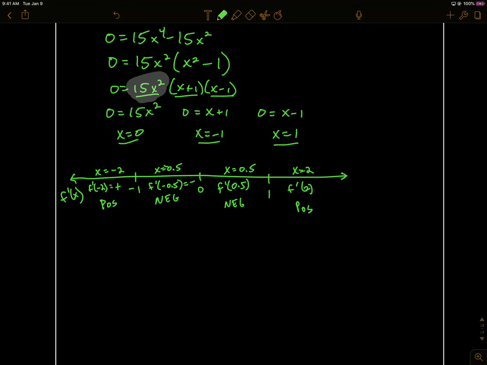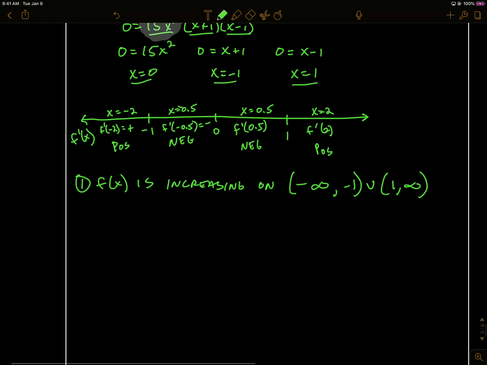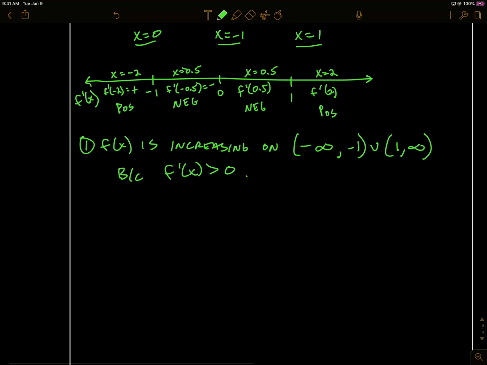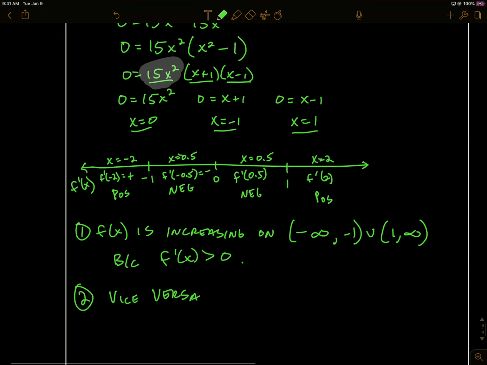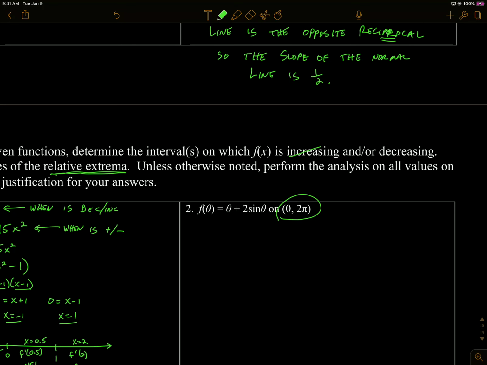And now, based on all the stuff we've known, we can make our statements about f of x. F of x is, I'll do the increasing first. Increasing on the intervals negative infinity to negative 1, union 1 to infinity, because the derivative is positive on those intervals. Decreasing, vice versa. I'm not going to write it out. So I answered this question: determine the intervals on which the function is increasing and decreasing.